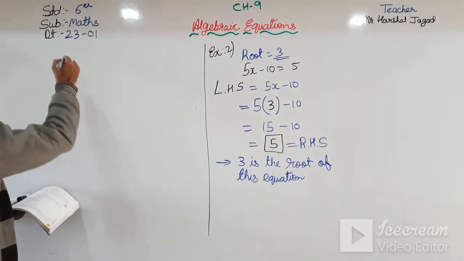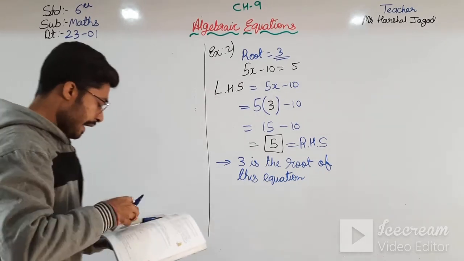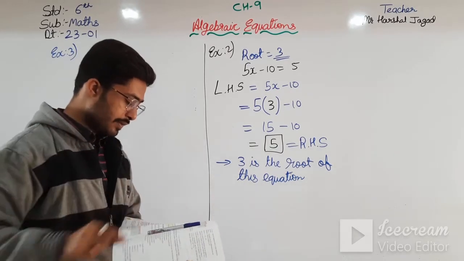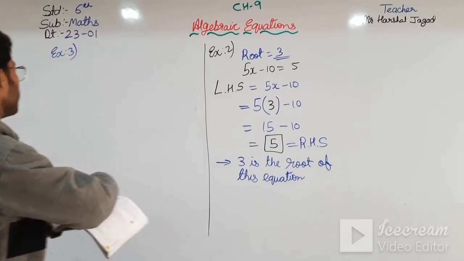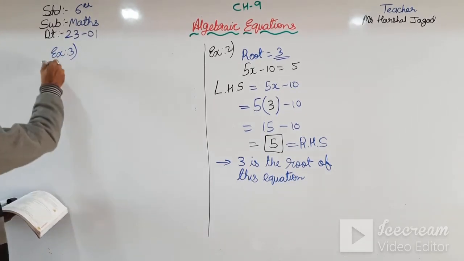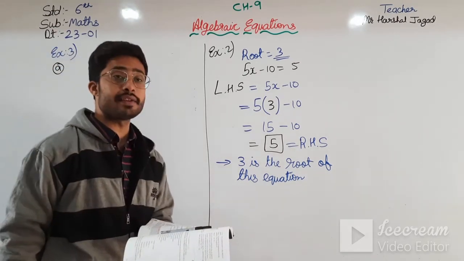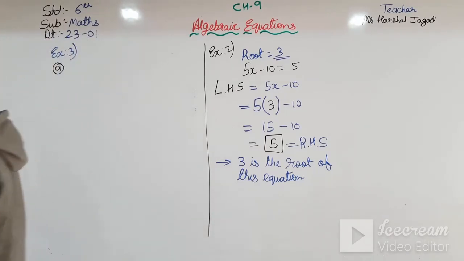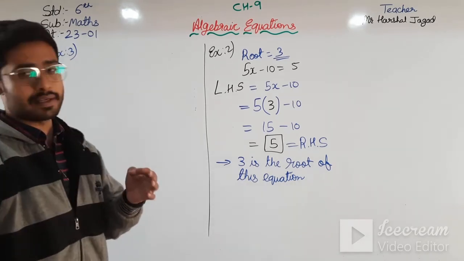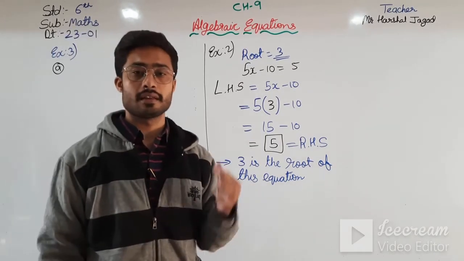Example number 3. Express the following as an algebraic equation and solve. Twice a number increased by 7 is 13. What is the number? Let us first try to understand this statement: twice a number increased by 7, then that number is 13.